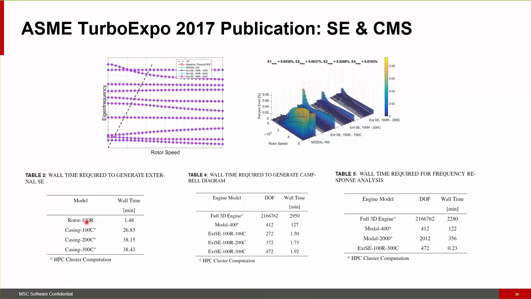In sum, to reduce the rotor would take about 2 minutes, 40 minutes for the casing, another 2 minutes to solve the Campbell diagram, and another half a minute to do the frequency response analysis, versus a day and a half to 2 days with a full engine. And then, of course, in the comparison here on the top, you see that these results are very close to one another. But there are leaps and bounds of computational efficiency that you can gain by using superelements.